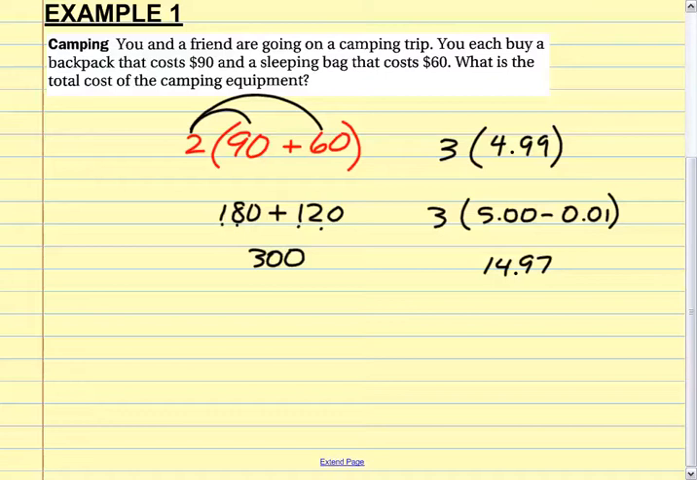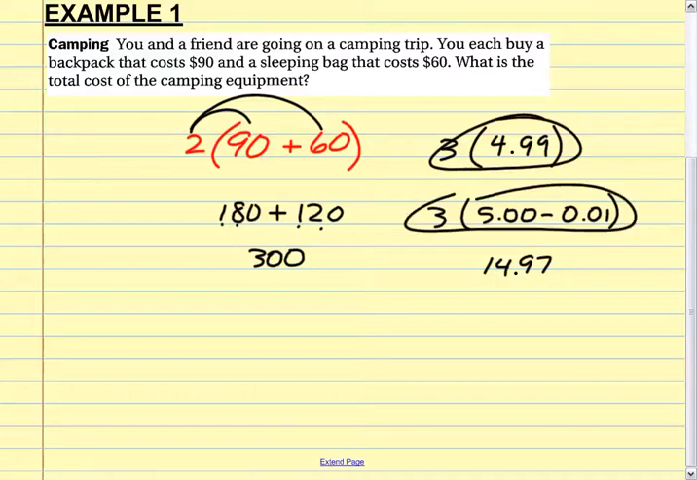So instead of trying to do that, we can just do that. That's easier to do in my head. Just using the distributive property: 3 times 5, 3 times minus 0.1, gives me 15 minus 3 cents.